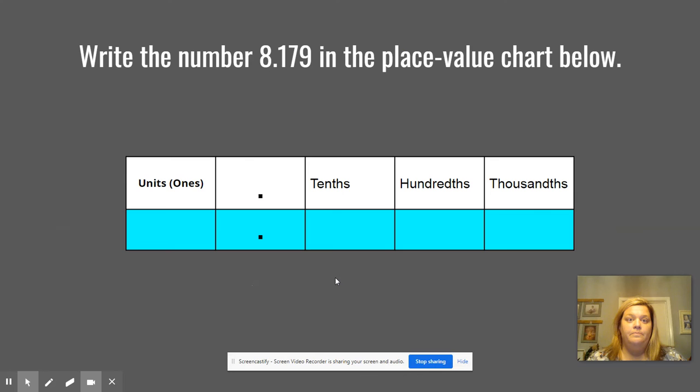Let's go to the next part. All right, the next portion is that you need to write the number 8 and 179 thousandths in the place value below this question. So go ahead and fill in that place value chart. Go ahead, fill it out. It's okay. Take your pencil.